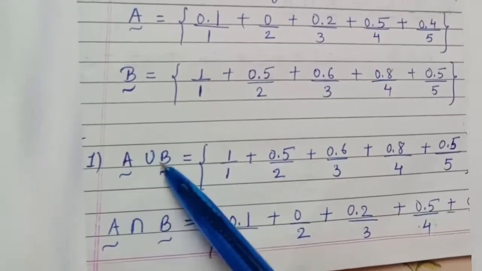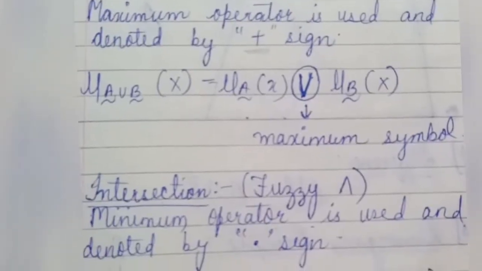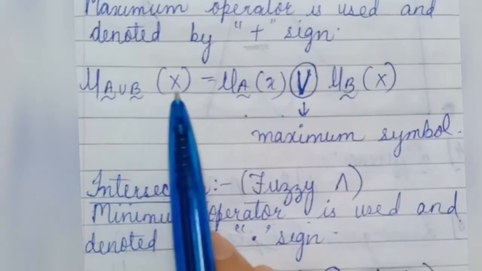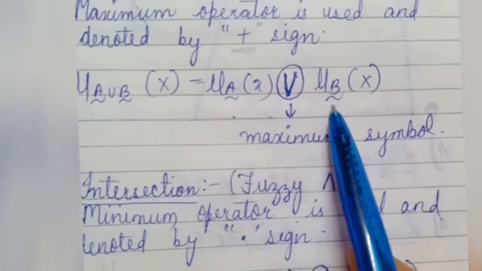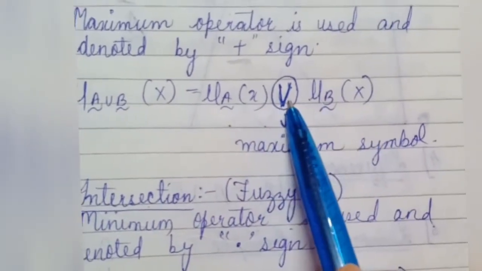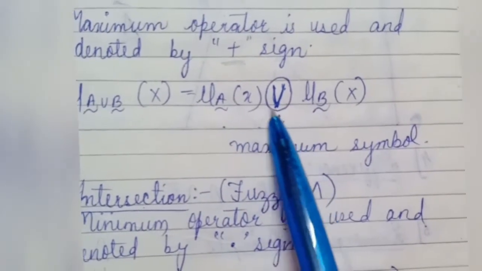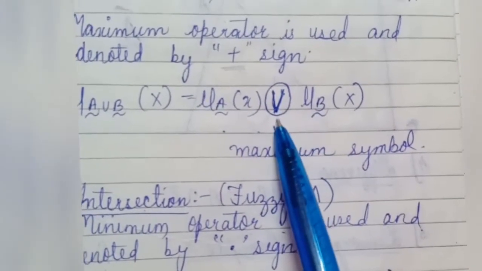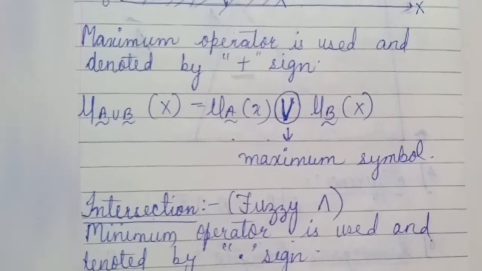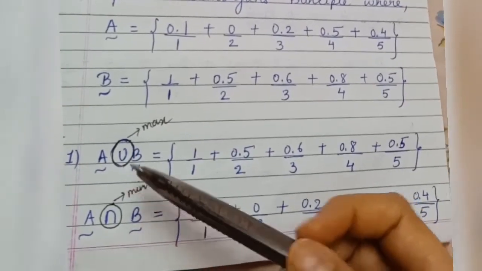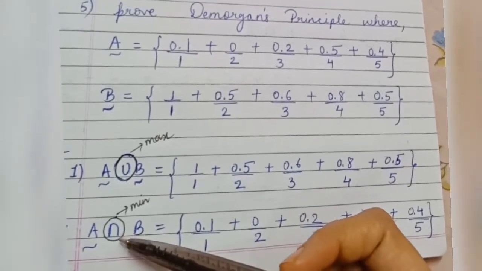Now to perform A union B, we have to follow the formula. Mu A union B of x equals mu A of x union mu B of x. This union symbol indicates maximum. So to perform A union B of fuzzy sets, we have to use this symbol, which means maximum. Let's see in this example how to calculate union. As in my previous video, I shared union in fuzzy set means maximum, whereas intersection means minimum.